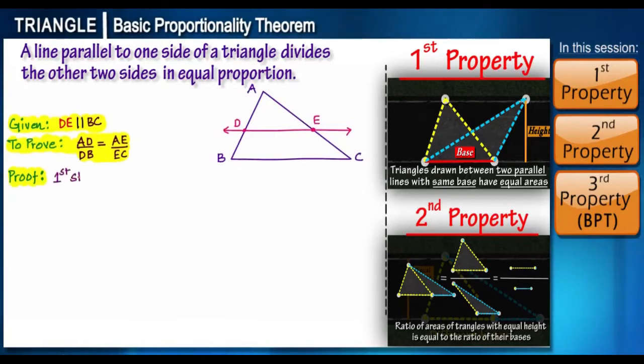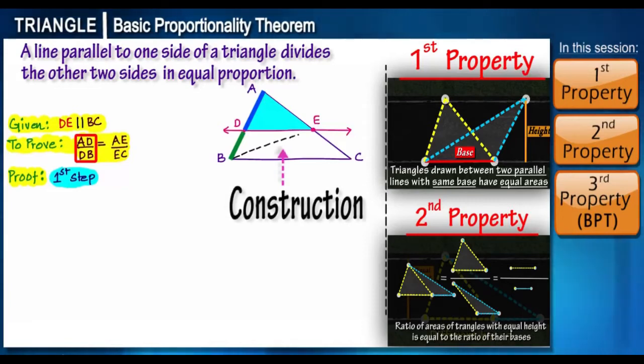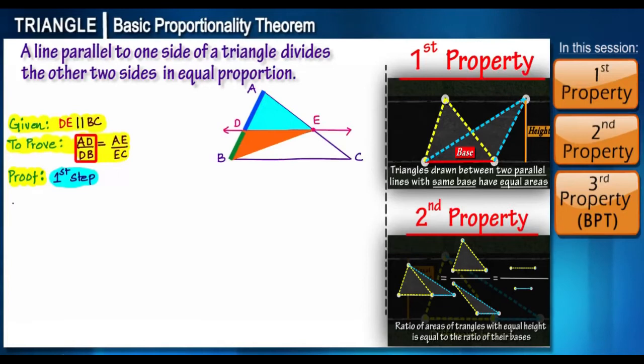What is given in the question is that DE is parallel to BC. And what we have to prove is AD upon DB equals AE upon EC. So now consider triangle ABC and triangle ADE. We have to get AD upon DB, so we construct a line BE.